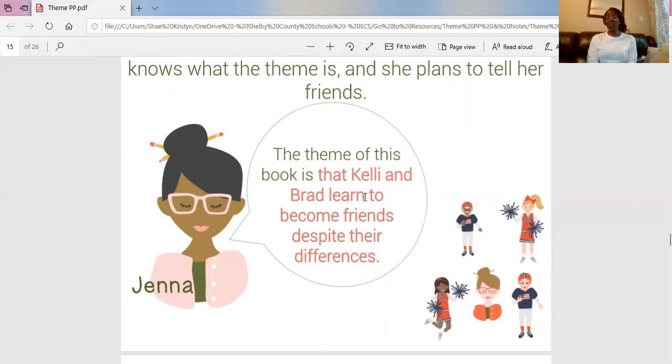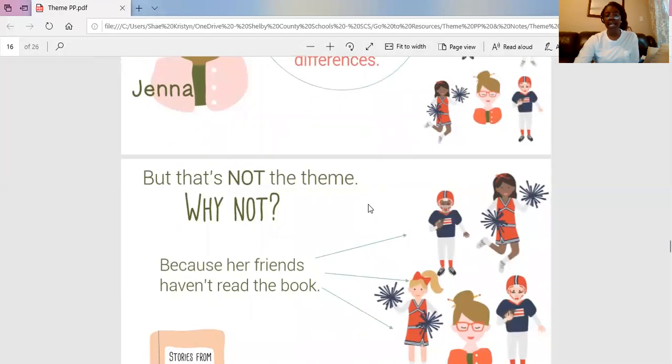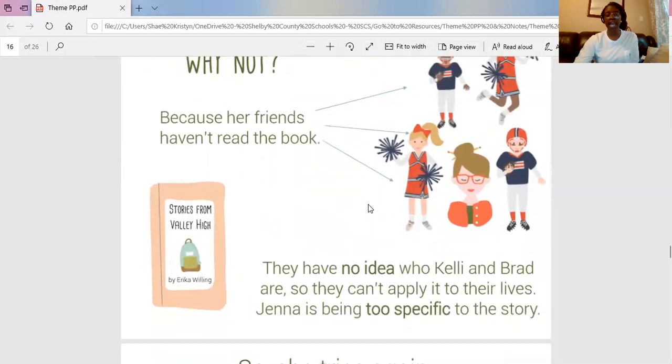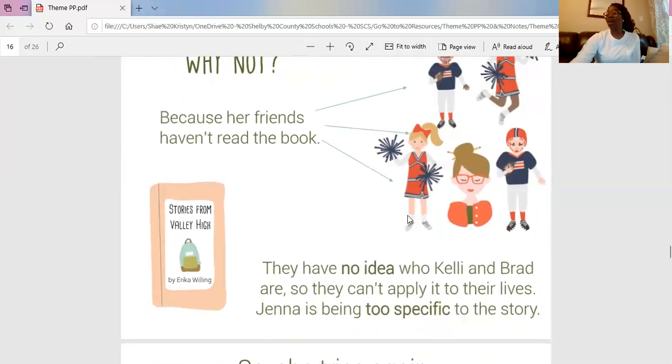Hopefully, if you pause the screen, and if you didn't pause the screen, that's okay. But if you did pause the screen, hopefully you thought about some things that we just talked about. Remember, that theme is not a good theme because it's not books that her friends have read. So they don't know who Kelly and Brad are. They can't apply this to their lives and it's too specific to the story.